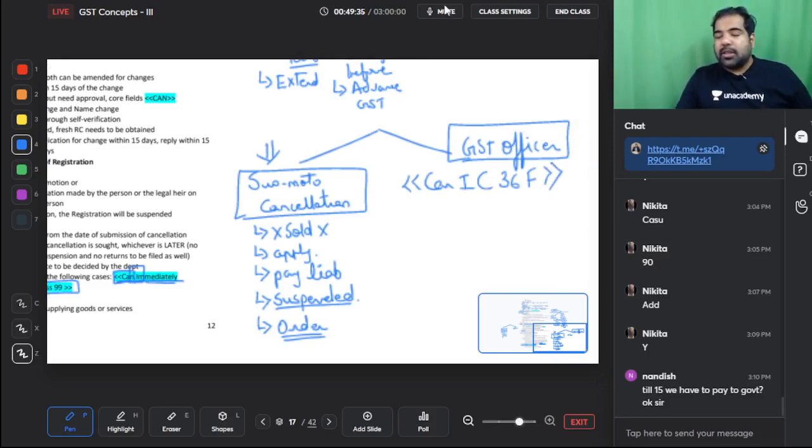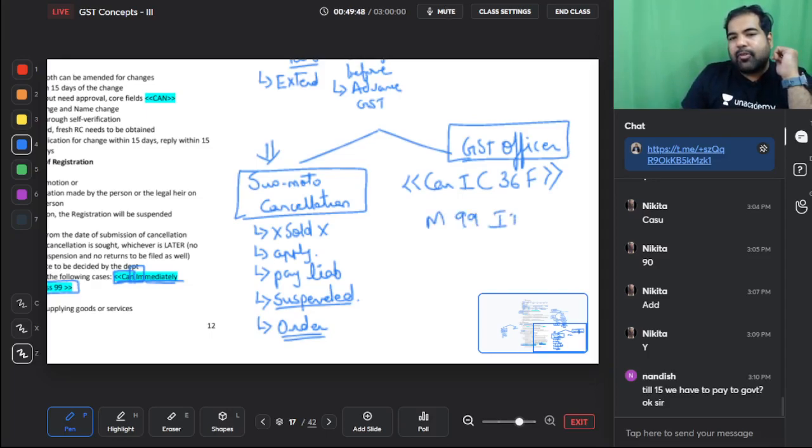These are the reasons. This could be a good question, and this has been a question in your exam. What are the reasons where the GST officer can cancel your registration? Guys, there are 3 more reasons, including wrongly availed ITC, but we will do that when we do the chapter called ITC.